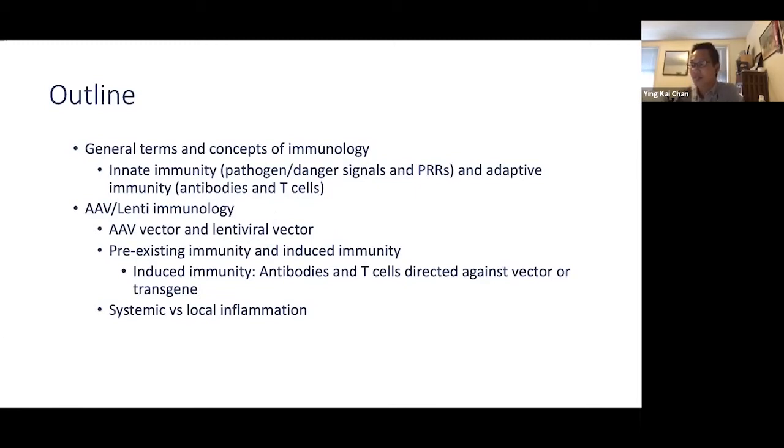Here's an outline of my presentation. I will first begin with a high-level overview of the immune system and its different arms, namely the innate immune system and the adaptive immune system. I will then move on to describing the two commonly used gene therapy vectors today, AAV and lentivirus, with a focus on the former, and describe some of the immunology known about them. Often, we don't know about the immunology of these viral vectors in the eye specifically, in which case I will describe studies outside of the eye as a proxy.